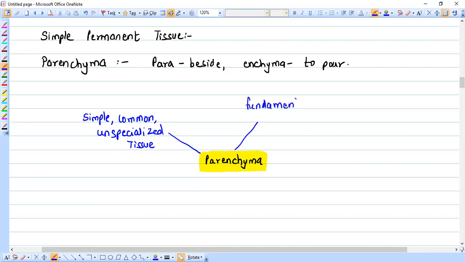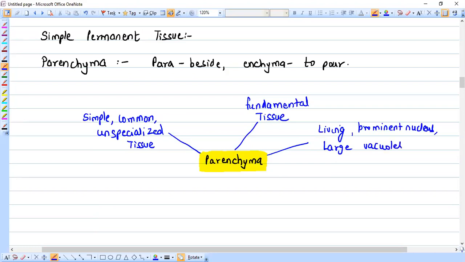But this parenchyma is called fundamental tissue. Why is it called fundamental tissue? Because it is found in each and every part of the plant. Wherever you go, you will find parenchyma. Even the pulp of the fruit that you eat is parenchyma. The parenchyma tissues are living. They have a prominent nucleus, which is easily visible, and they have a large vacuole. In meristematic tissues vacuoles were absent, but in parenchyma, vacuoles are present.